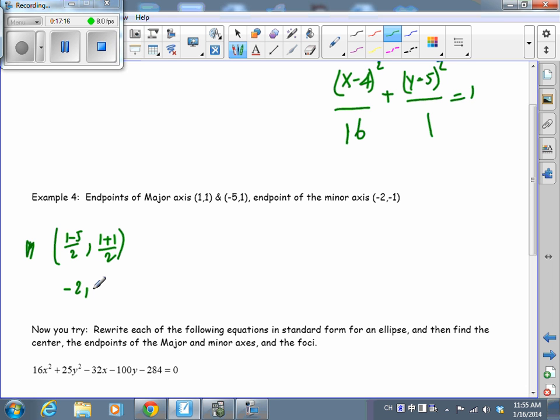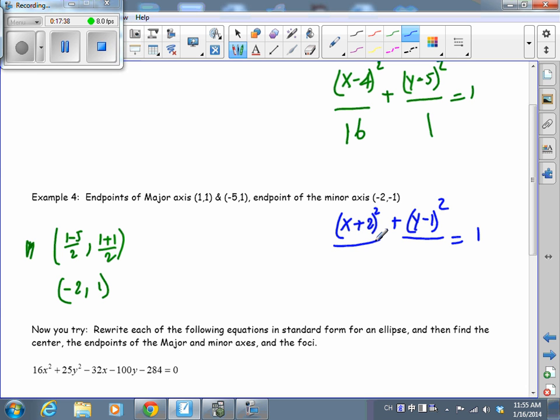-2, 1. Can you see that? We good so far, right? So let's go ahead and write the equation. (x plus 2) squared plus (y minus 1) squared, it will be equal to 1 over.